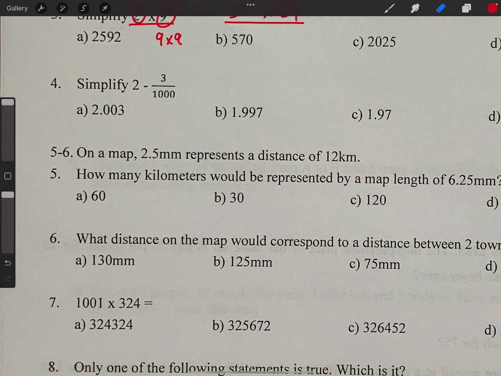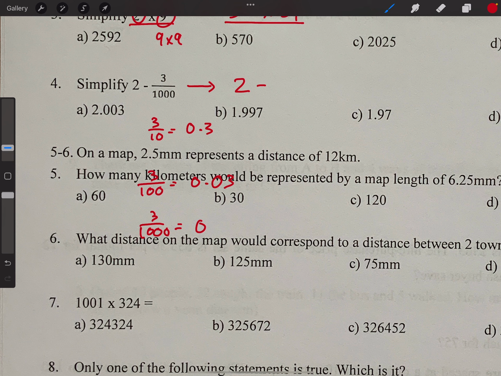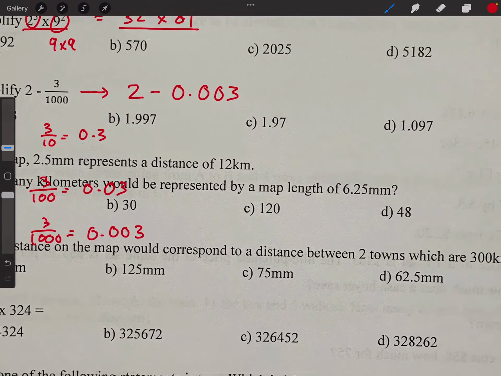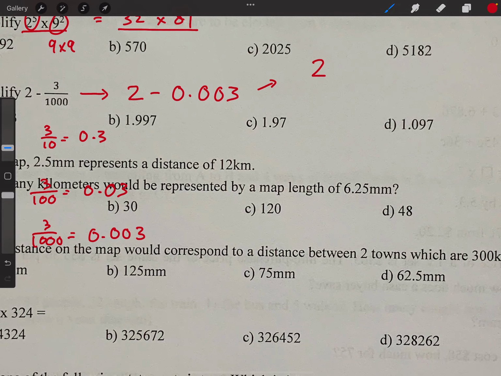Question 4. Now simplify. Let me just rewrite this as a decimal. So this will be 2, that's a whole number, take away 3 out of 1,000. Now we know 3 out of 10 is equal to 0.3. We know that 3 out of 100 is 0.03. 3 out of 1,000 must be 0.003. So this is minus 0.003. So we'll just work it out like this. It'll be 2. Let's put in a couple of zeros. Take away 0.003.